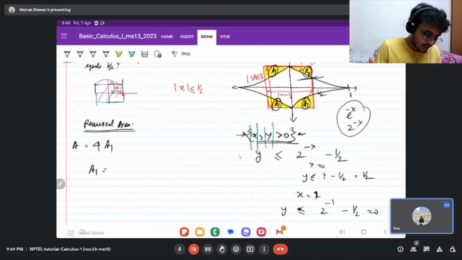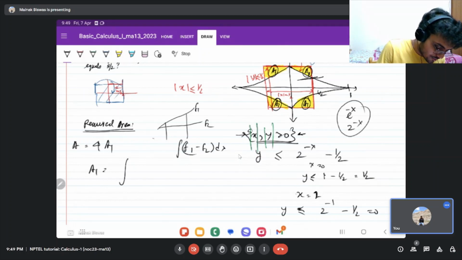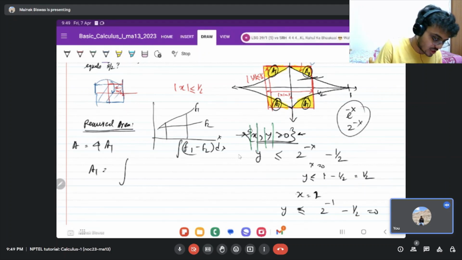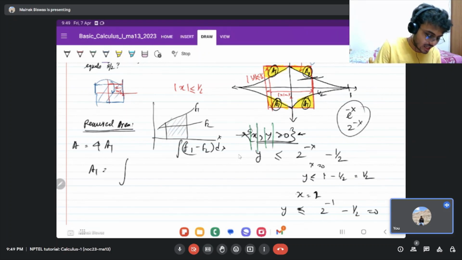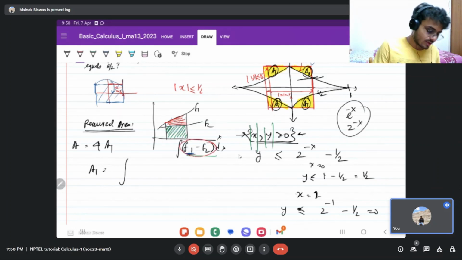What is A1? A1 we have discussed. If the top function is f1 and the bottom is f2, to find the area between these two, we had shown that it's the integral of f1 minus f2 dx, right? Because it's the area under the curve and x-axis. So we are essentially subtracting the area of f2 from the area of f1, and you will be left with this area, right? So that's what we'll essentially do.